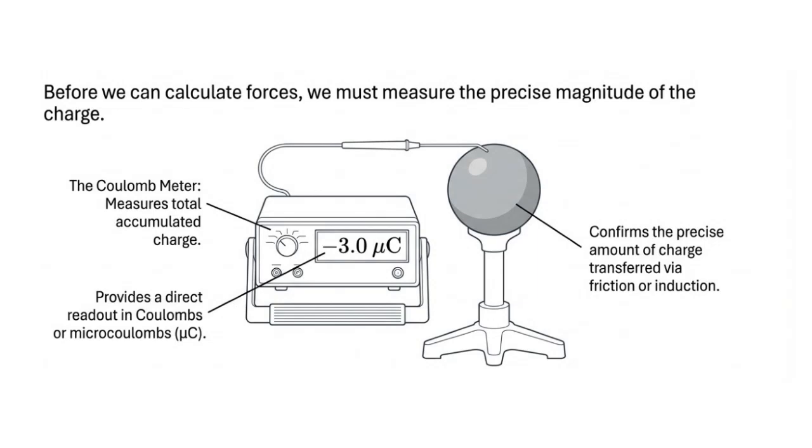To move forward with calculating forces, we first need to measure the exact amount of charge involved. This is done using a coulomb meter, which shows the total accumulated charge directly on its display in units like coulombs or microcoulombs. The meter ensures we have a precise reading of the charge that has been transferred by friction or induction to the object, allowing us to work with accurate values for any further analysis.